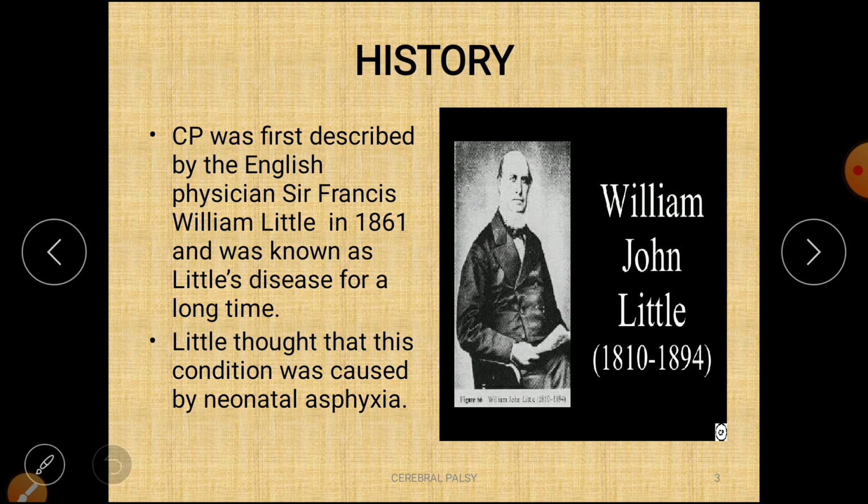History, let us see. In history, cerebral palsy was first described by the English physician Sir Francis William Little in 1861 and was known as Little's disease for a long time. That is, who first described it: Sir William Little in 1861, so that's why sometimes it is also known as Little's disease. Little thought that this condition was caused by neonatal asphyxia, so that's why it is known as Little disorder.